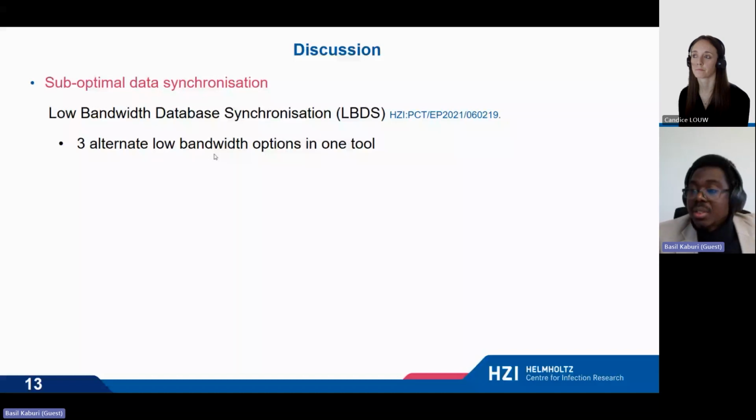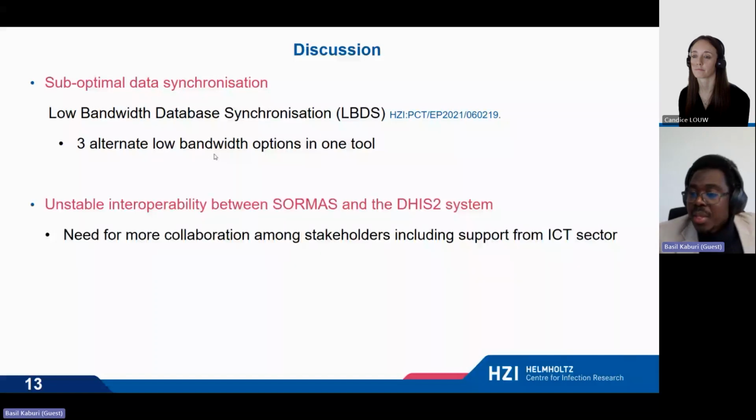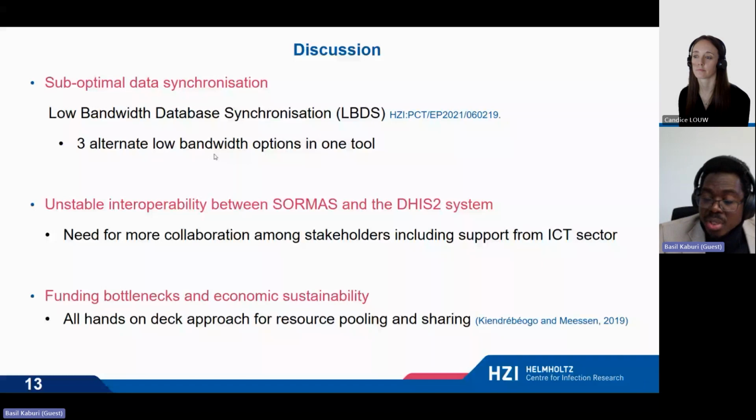And this is in the future going to be the mainstay for settings that have still got serious challenges with internet connectivity. The unstable interoperability, of course, is one that has to be addressed to further keep the work seamless and motivate the users more.